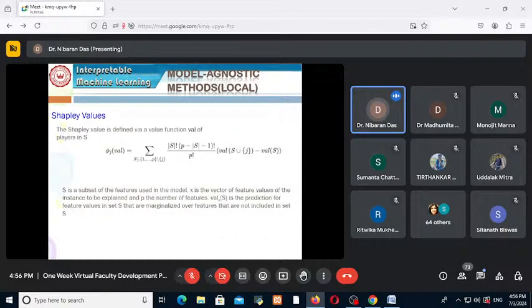There is a value. So the Shapley value is defined by the value function val of a player in S, where S is a subset of the features used in the model.